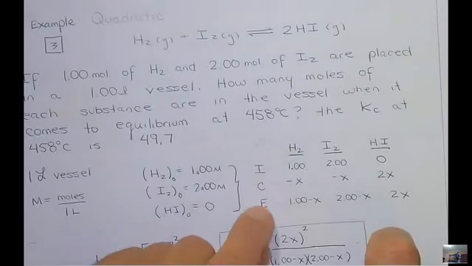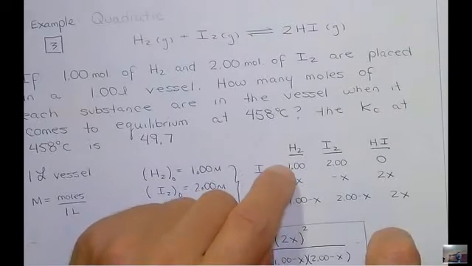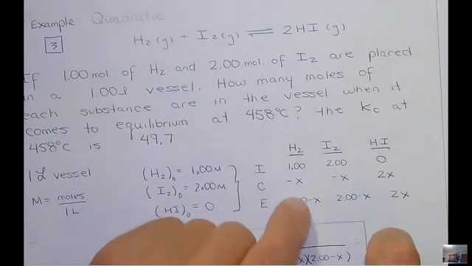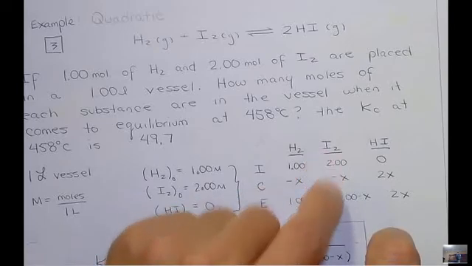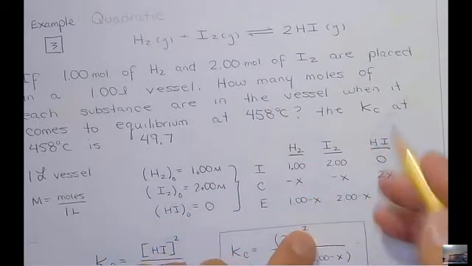Okay, last one is very easy. How do I get the equilibrium? I just take initial and change and put them together. So 1 minus X gives you 1 minus X. 2 minus X, 2 minus X. 0 plus 2X is 2X.